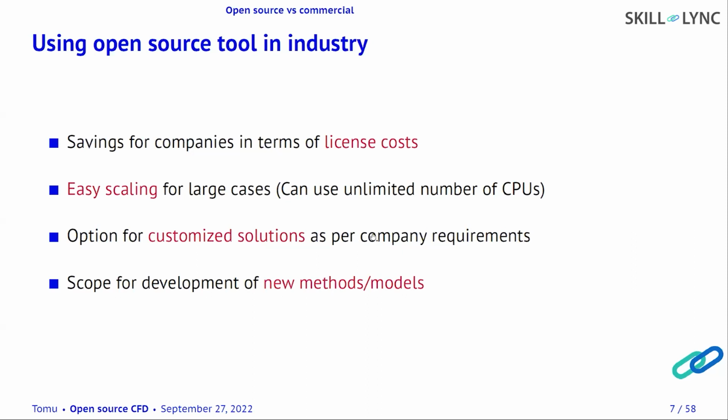Now, regarding different industries, as I have mentioned before, in commercial tools, once they buy the tool, there will be a limited number of options. So the number of industries that will be able to make use of the software will be limited. But in the case of open source tools, they are giving you the code for free. So whatever industry you may be in, you can modify the code as per your requirement. You can develop new methods, new models, new solvers. According to your industry, you can modify the code and use it.